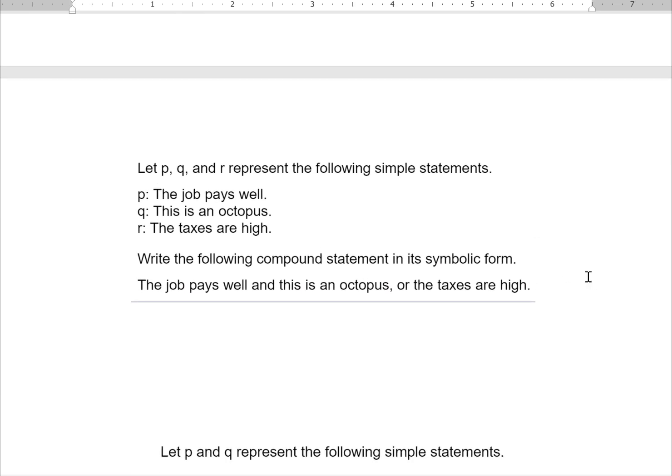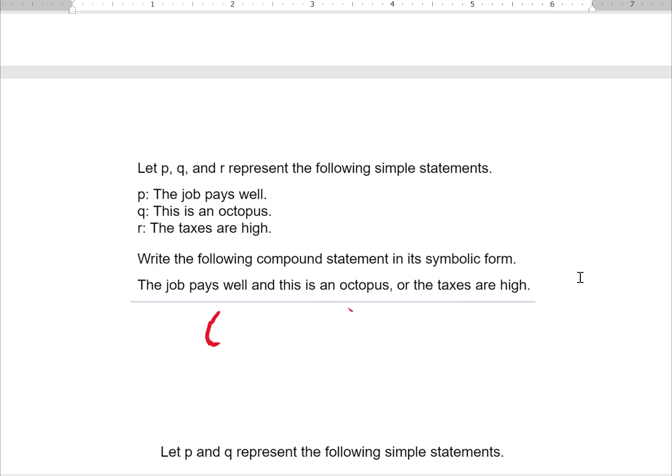Let P, Q, and R represent the following simple statements. P, the job pays well. Q, this is an octopus. R, the taxes are high. Write the following compound statement in its symbolic form. And notice there's a comma here, which tells me that we're going to be using some parentheses.